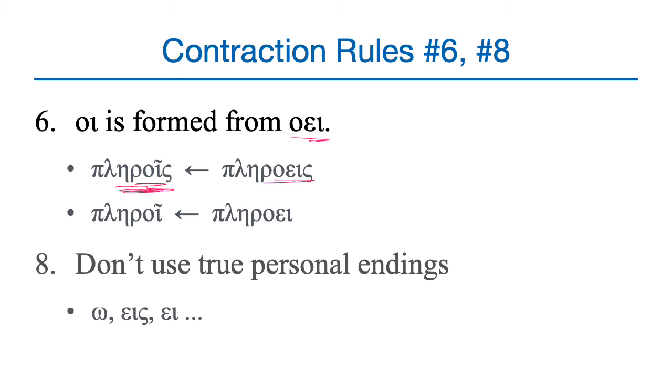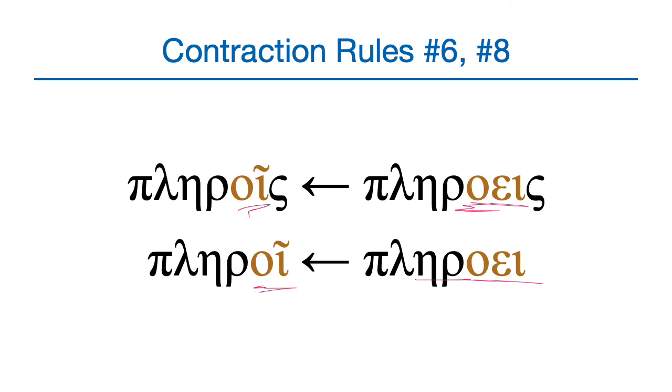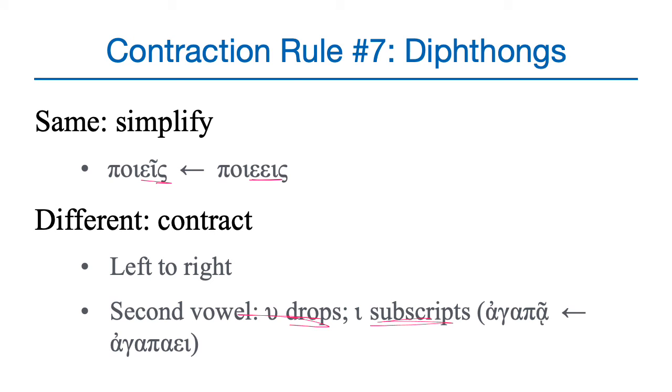So oi is formed from omicron plus the diphthong a. Plerois. That can be tricky. You know that plero is the stem, connecting vowel is epsilon, and the personal ending is sigma. So you have plerois. Omicron plus epsilon iota is oi. So you have pleroi. Okay. So when it comes to contract verbs, you cannot use the true personal endings because it will not work. Just follow the contraction rules. Okay, plerois, pleroi.